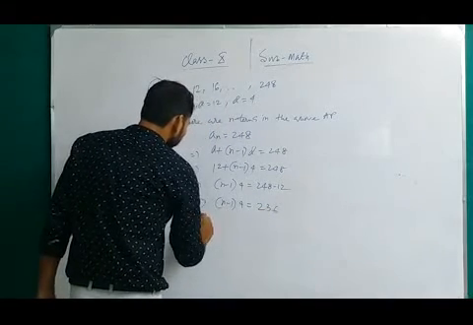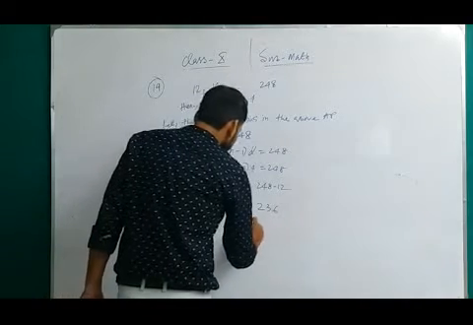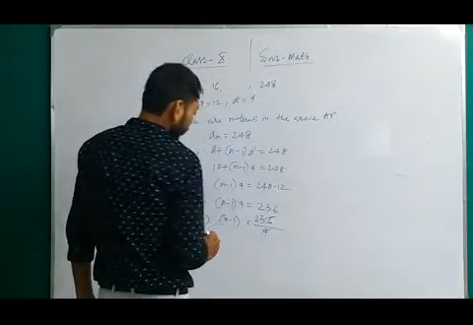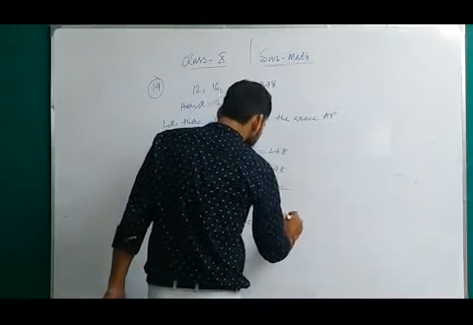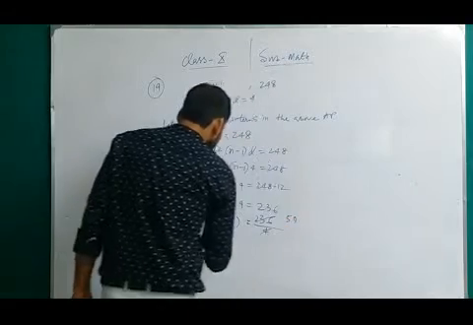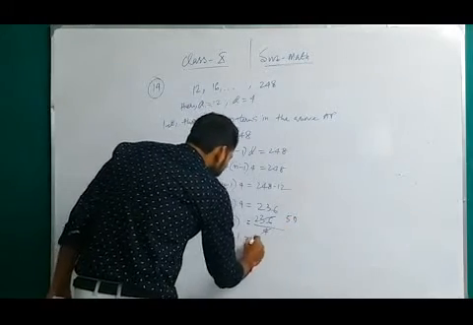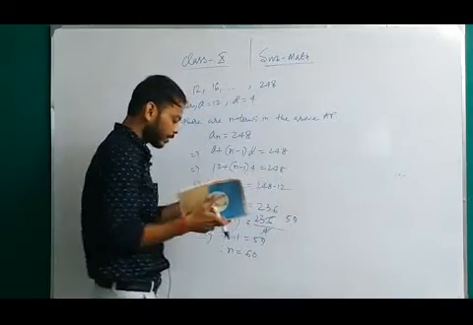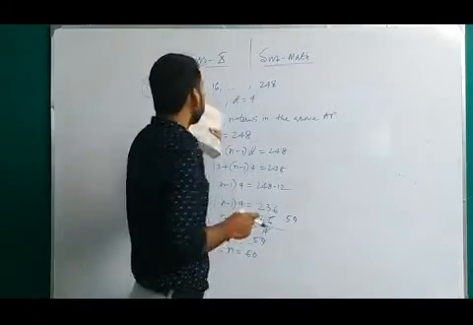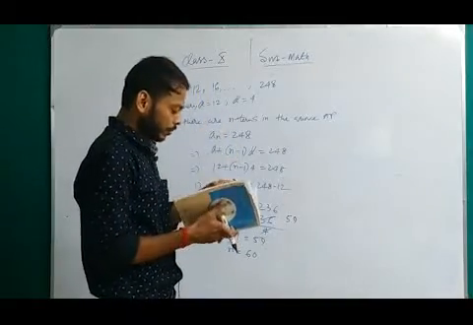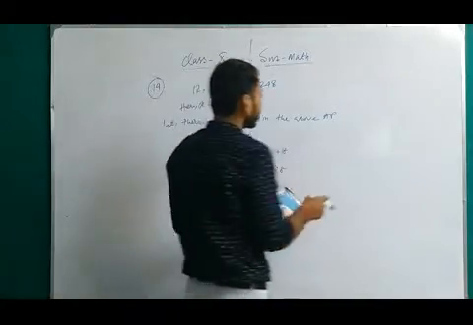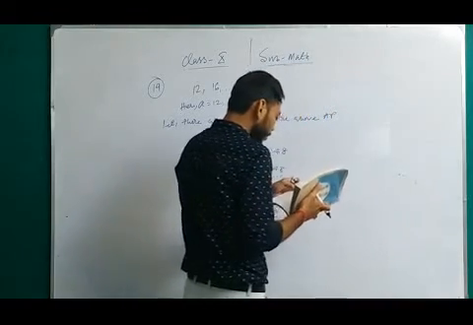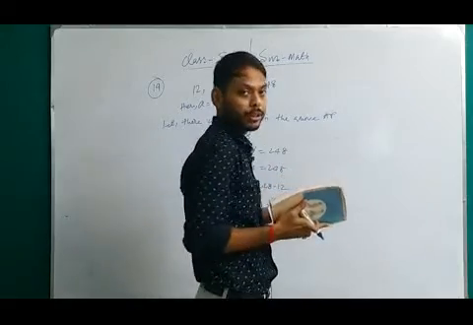That means n minus 1 equals 236 by 4. After cancelling, we get n minus 1 equals 59. That means n equals 59 plus 1, that means 60. So in that AP there are 60 terms. That means the required number of terms, multiples of 4 that lie between 10 and 250, is 60.